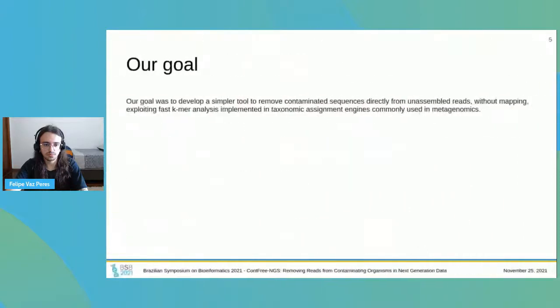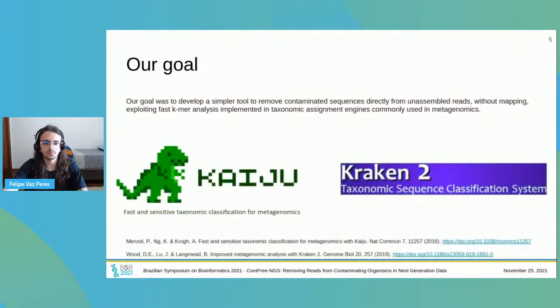So our goal with ContFree-NGS was to develop a simpler tool to remove contaminated sequences directly from unassembled reads without mapping, exploiting fast k-mer analysis implemented in taxonomic assignment engines commonly used in metagenomics, such as Kaiju, a fast and sensitive taxonomic classification software for metagenomics, and Kraken 2, a taxonomic sequence classification system.